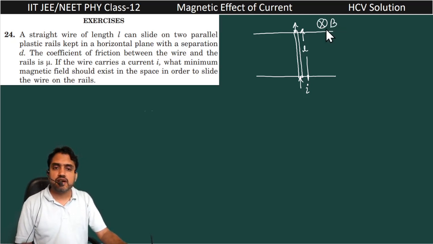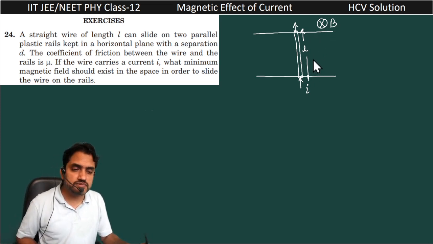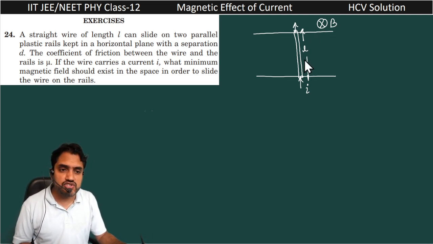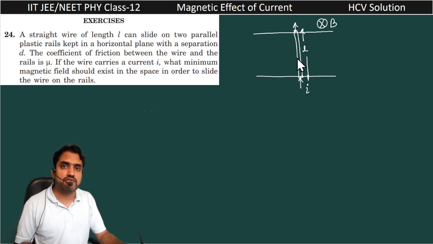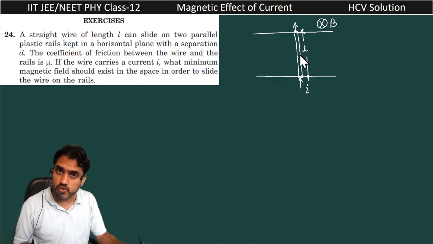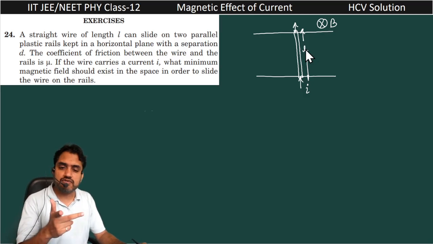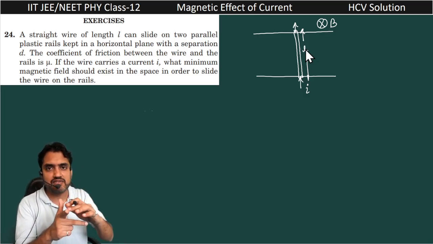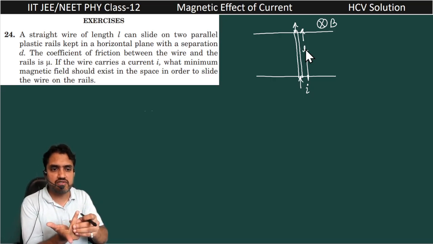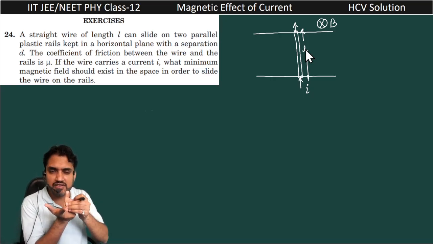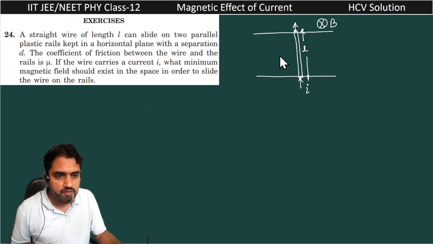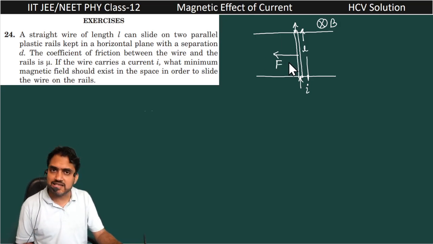Now the direction of the magnetic force we can find using the Fleming left hand rule. So what is the Fleming left hand rule? This is the direction of force, the magnetic field, and direction of current. So the direction of current is in upward direction and magnetic field is into the plane of paper. So this is the direction of force. This direction of force F is along the rails, parallel to the rails.